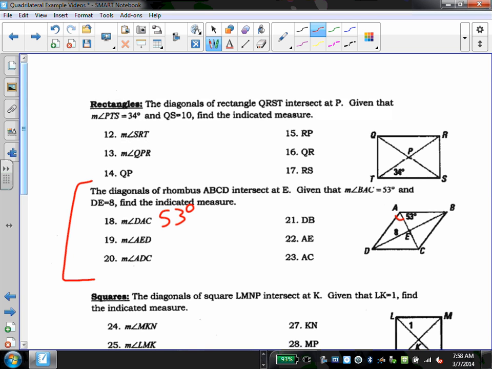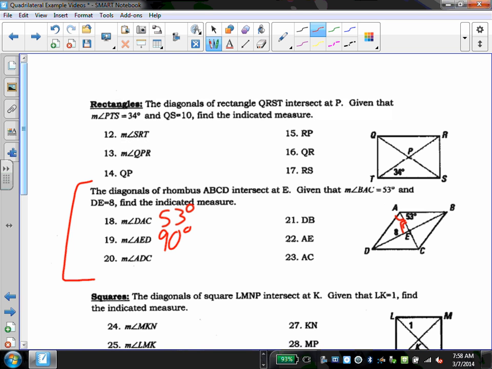The other half is also going to be 53 degrees. Next, we're looking for AED. Remember that in a rhombus, the diagonals are perpendicular to each other. So there are 90-degree angles forming at the middle. AED then has to be 90 degrees.